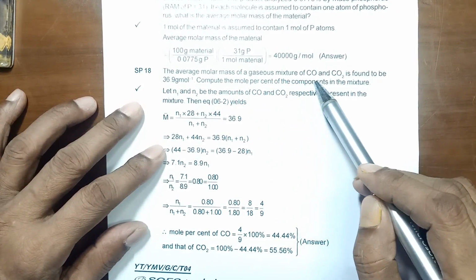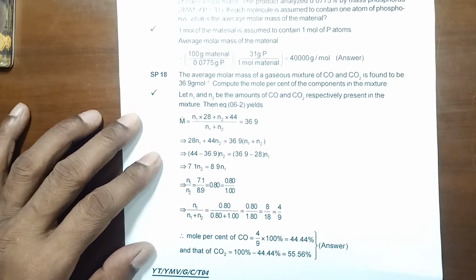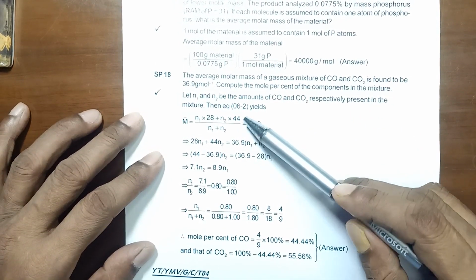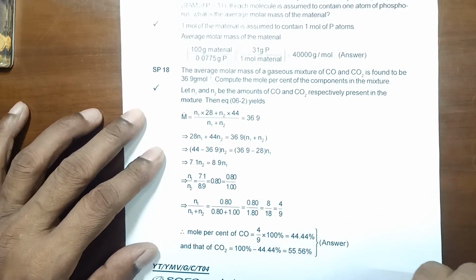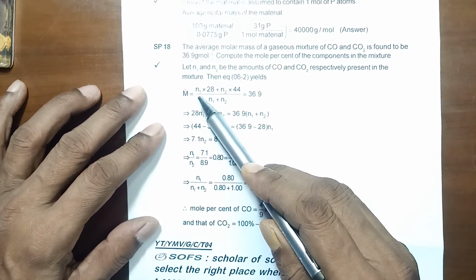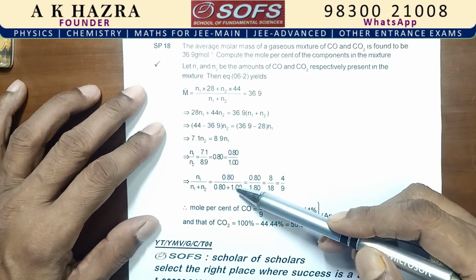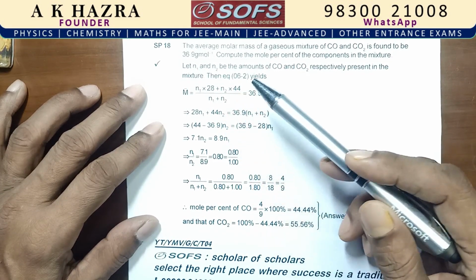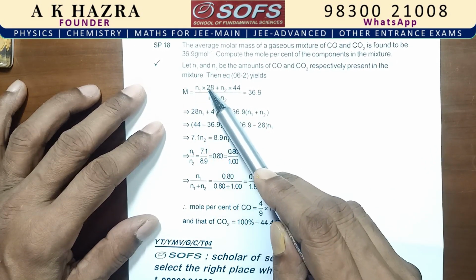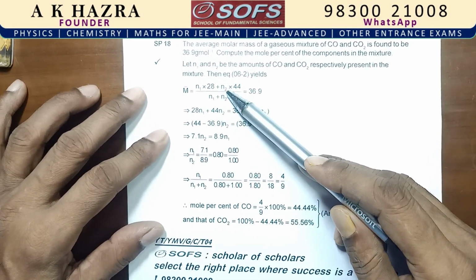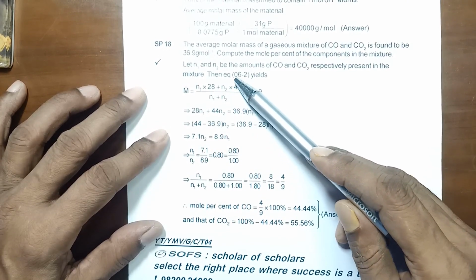Now the average molar mass of a gaseous mixture of carbon monoxide and carbon dioxide is given as 36.9 gram per mole. Compute the mole percent of the components in the mixture. Let N1 and N2 be the amounts of carbon monoxide and carbon dioxide in the mixture. Then we can apply the average molar mass concept. N1 into its molar mass 28 gram per mole is the mass of carbon monoxide. Similarly plus N2, the amount of carbon dioxide, into 44 gram per mole, is the mass of carbon dioxide.